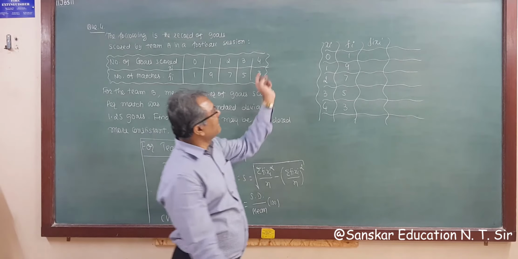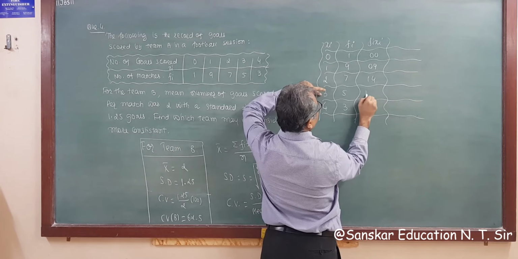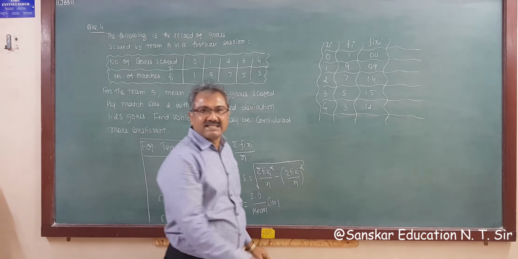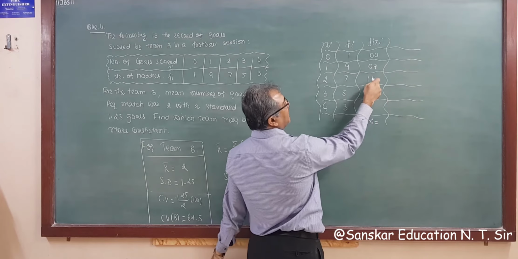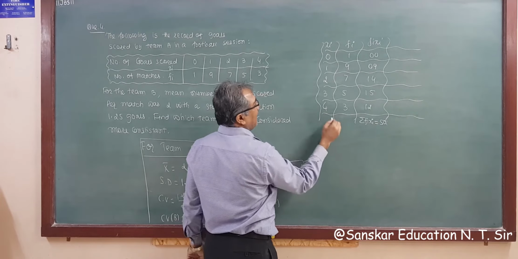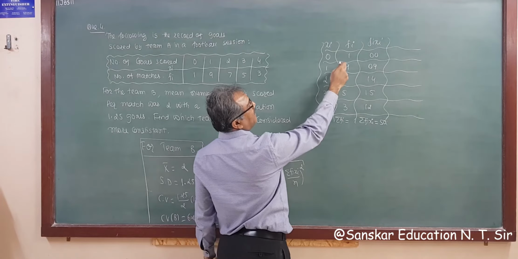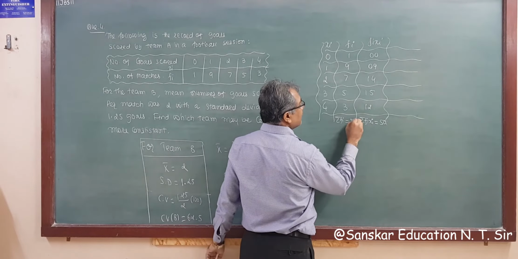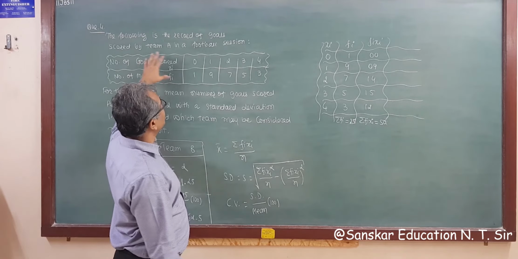So first of all fi xi is 0 into 1, that is 0. This is 9, this is 14, this is 15, and this is 12. So sigma fi xi is equal to 9, 23, 38, 50. So the answer is 50. And n is equal to sigma fi, which is 1, 9, 7, 5, 3, that is 25. So first of all, the mean for team A, because this is data for team A.